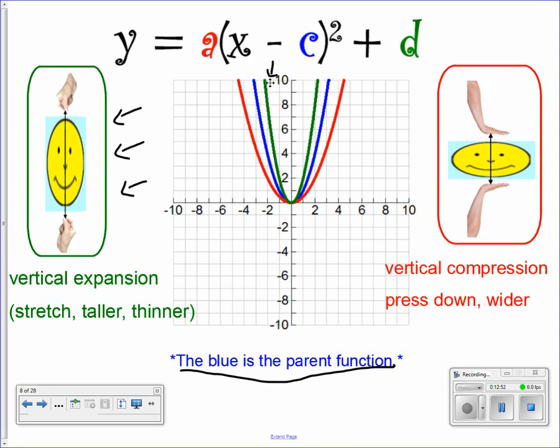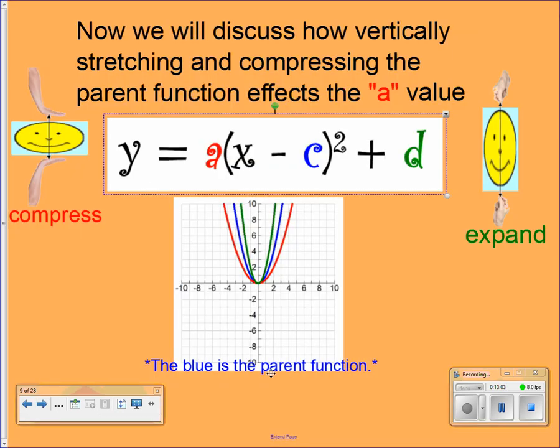Look at how this situation, stretching it or compressing it, affects our A value in the front right here. And so that's what this slide says. Now we will discuss how vertically stretching, which is right here in green, and compressing, which is right here in red, the parent function affects our A value in front of our equation.